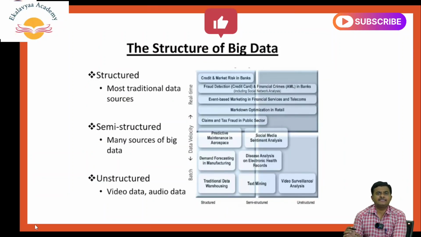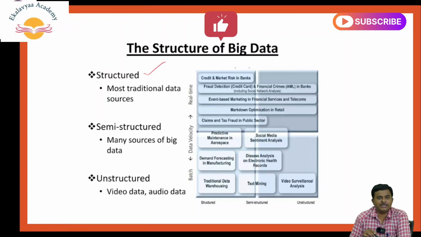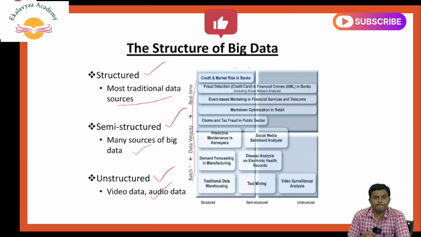Now we'll see the structure of big data. As said earlier, structured, semi-structured, and unstructured. Under structured, we have most traditional data sources. Then semi-structured, many sources of big data. Unstructured is video, audio, and so on. These are termed this way: real-time data, data velocity, and batch.